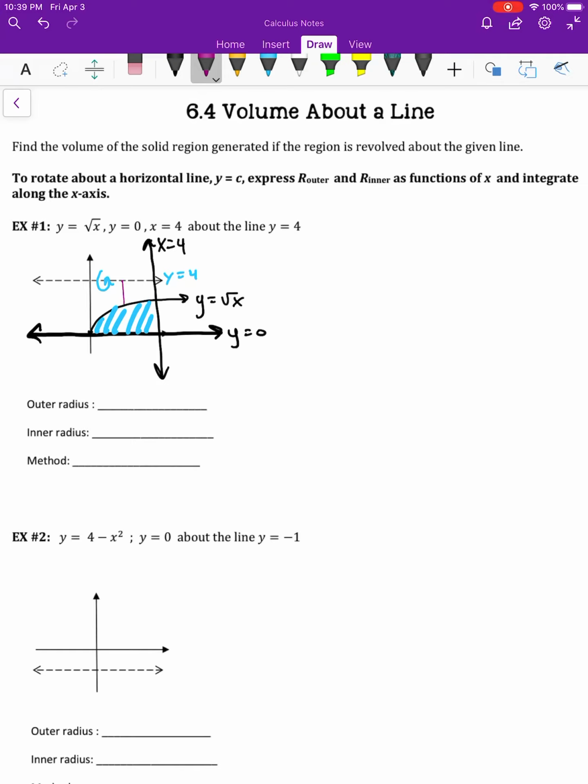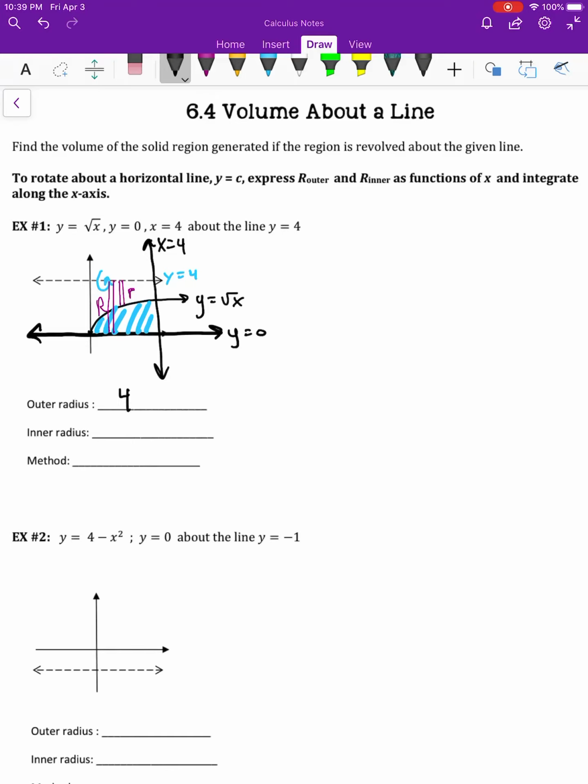Perpendicular to the axis of rotation, we will have our little r, because we see that this is going to be a washer, so washer method, and we have our big R. So we are going to be using the washer method because when we rotate this region about the line y equals 4, we do end up with a washer type situation where there's a hole inside.